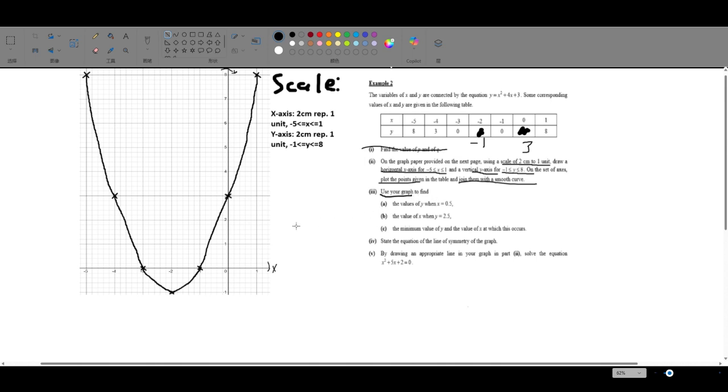Use the graph to find the value of y when x equals 0.5. Ah, this is easy. So when x equals 0.5, this should be the values of y and this should be values of x. Basically from the midpoint of this point onwards, just estimate the value of y. So it is somewhere in between 4.6 and 4.5. So just say 4.6. Just say the value of y is 4.6.